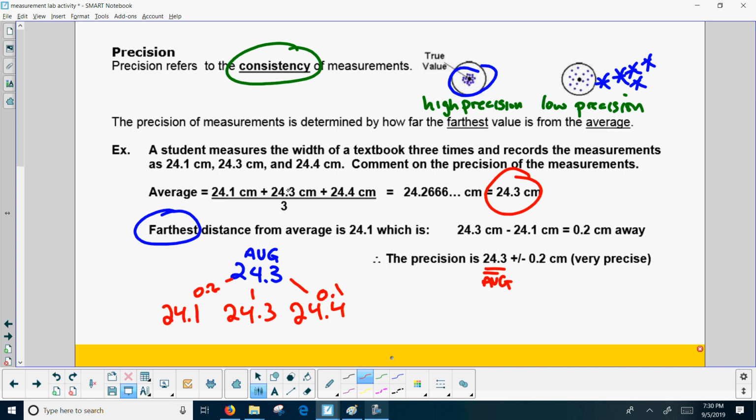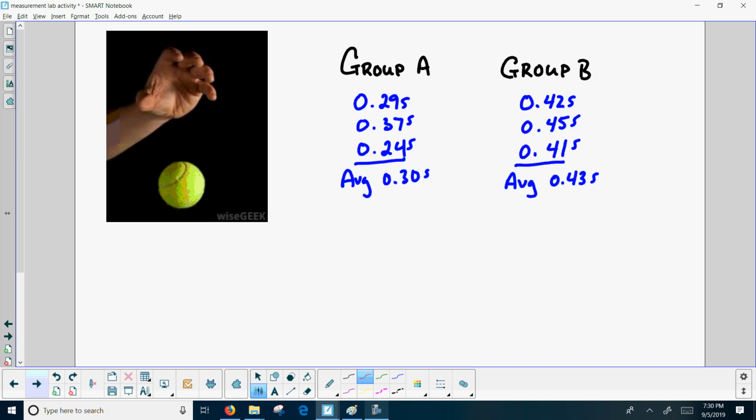The middle measurement is exactly the same as the average. And this last measurement is off by 0.1 from the average. So you can see this is my worst measurement. It's off by 0.2. So what I do is I write down the average, 24.3, and then write down plus or minus, and then I write down the worst range. So I'm off by 0.2, which isn't too bad as a result. So again, that's how you calculate precision. Fairly straightforward.